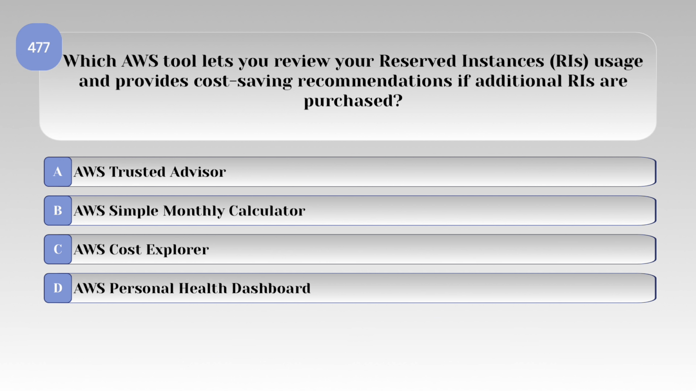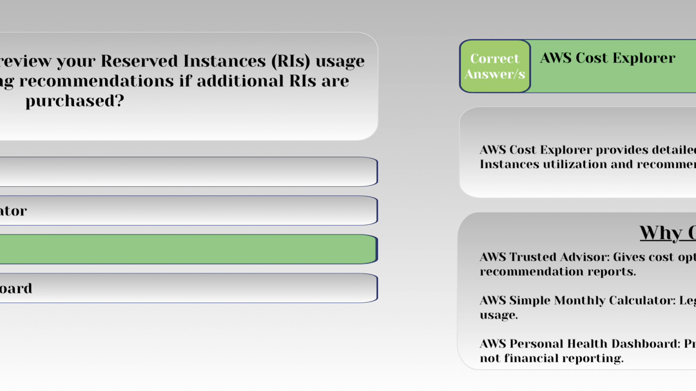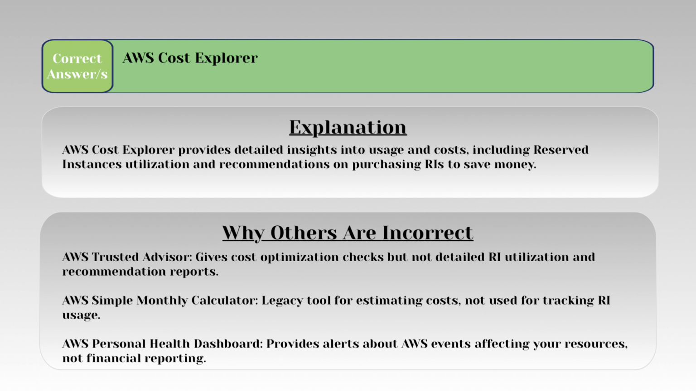Which AWS tool lets you review your reserved instances usage and provides cost-saving recommendations if additional RIs are purchased? Correct answer: AWS Cost Explorer. Explanation: AWS Cost Explorer provides detailed insights into usage and costs, including reserved instances utilization and recommendations on purchasing RIs to save money. Why others are incorrect?